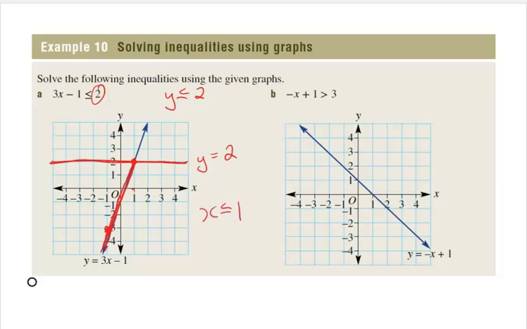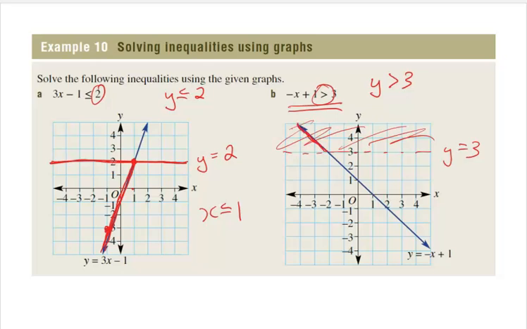For this one, we're looking at -x plus 1 is greater than 3. So that means that y has got to be greater than 3. Where's 3? Here. Do I put a dashed line or a solid line? There's no little under arrow there, so I'm going to put a dashed line there where y is equal to 3. So y is going to be greater than 3, so I'm going to color in the region, but really I'm only worried about anything that falls on this line.